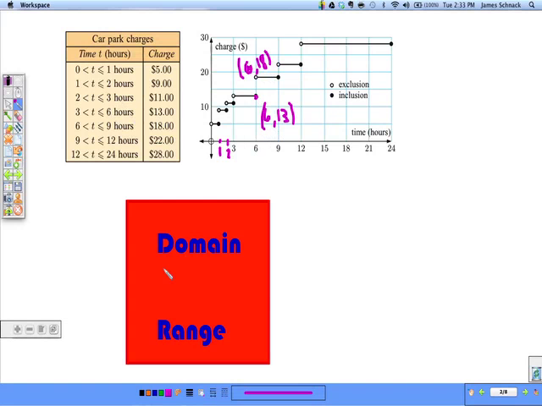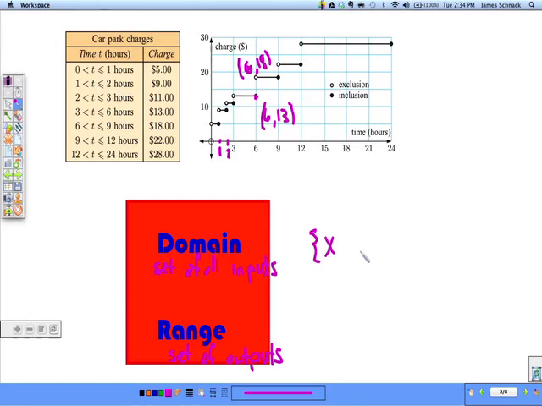Domain and range. Domain is the set of all inputs. Range is the set of outputs. Something that goes on forever, we can say that the domain or range might be all real numbers. For this problem, the domain, what is the smallest number that we will be charged money for? What is the shortest amount of time?